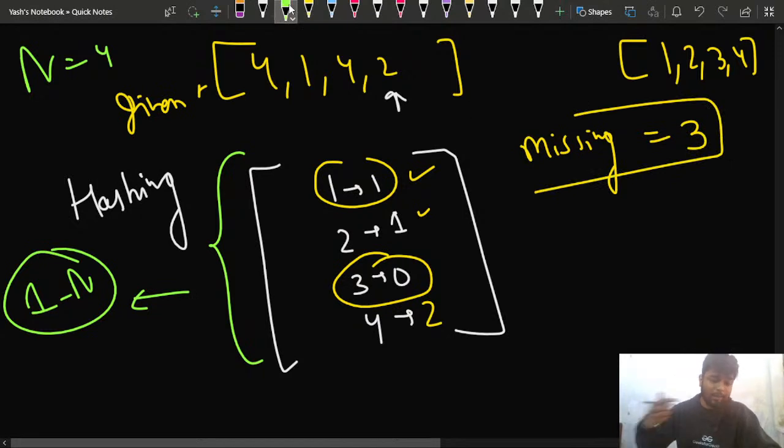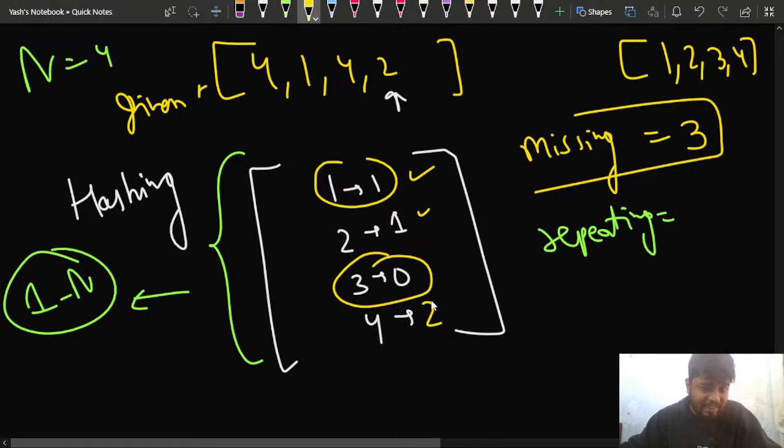Now next up, what will happen? I need to find what the repeating number is, right? So I can also use the hash map here, this particular hash map in which I have already calculated. I can see that okay, 4 is occurring 2 number of times, so the repeating number is 4, and I can simply return them in the form of an array in the respective language that I am using, right?